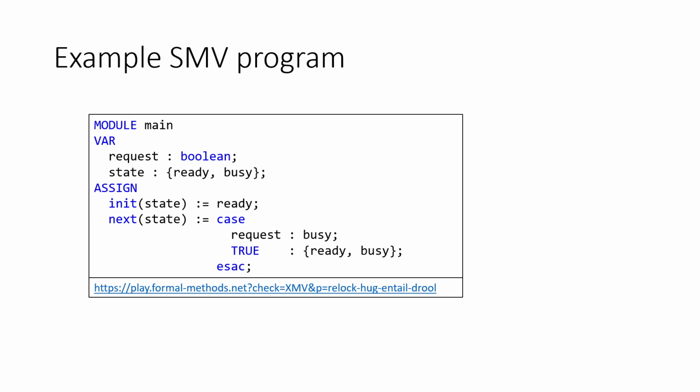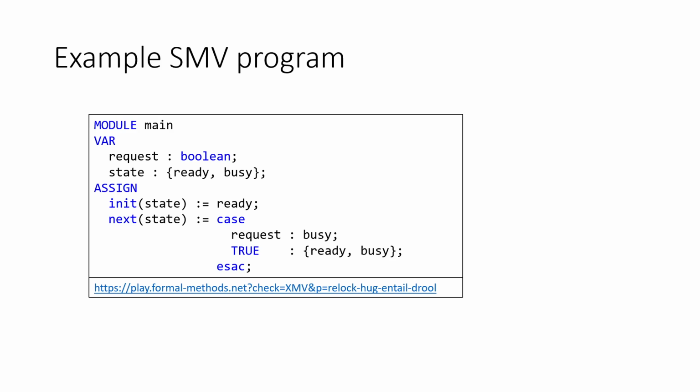Here is an example. Module main, then we define variables. We have a request variable, which is Boolean, which says, is there a request or not? And then we have a state variable, which is just an arbitrary name that we picked, and we called it state because it's maybe the state of our system. Our system is either ready or busy. So that's an enumeration, and this variable state will always have either the value ready or the value busy.